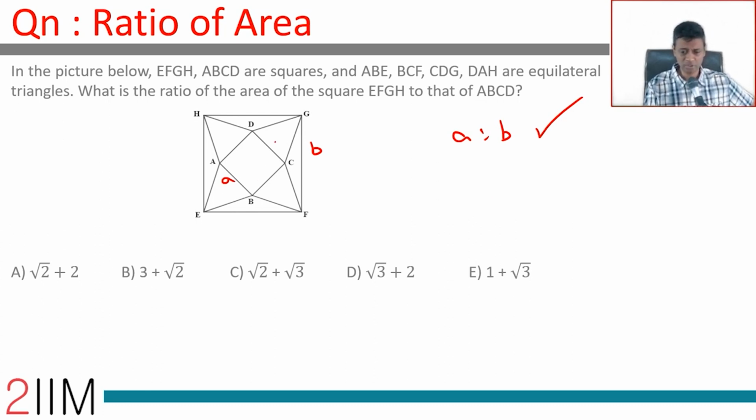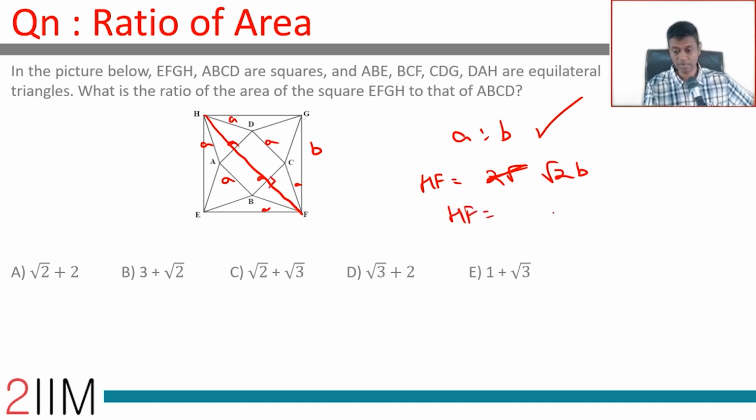We are through. So this is A, this is A. What is the link point? I love HF. I know HF is root 2 times B. That we know. HF is also altitude, and square. So HF equals A plus 2 times root 3 by 2 A. Or A into 1 plus root 3 is root 2 B.